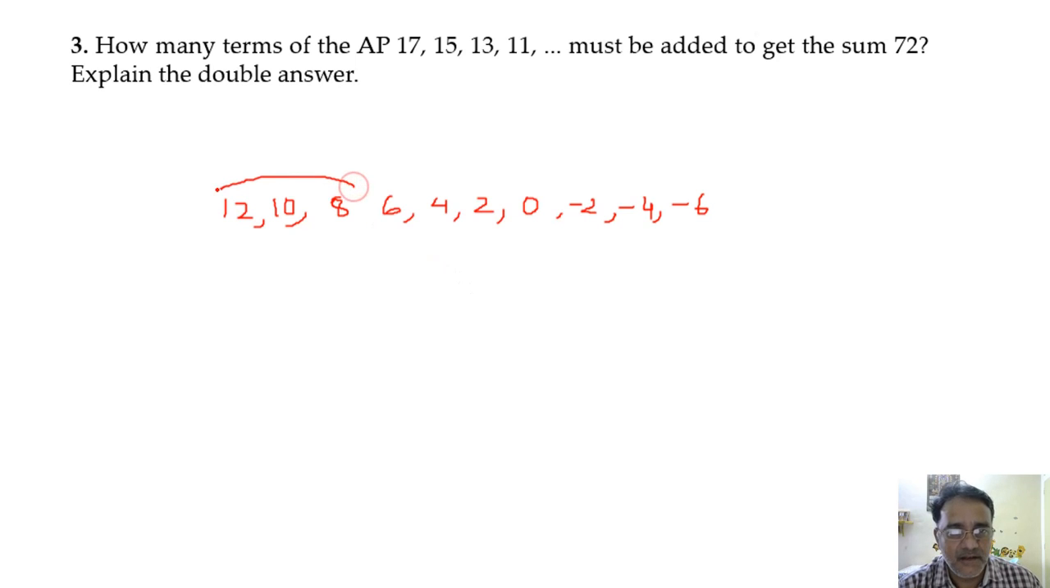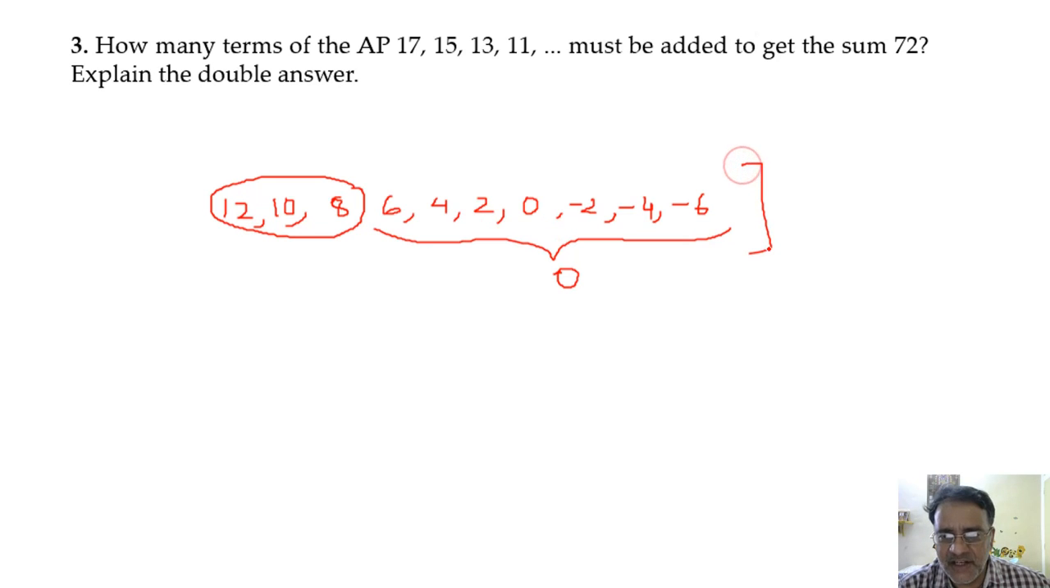Wait. 30 we are getting, 12 plus 10 plus 8, because the value of all these other numbers is 0. So how many terms are there? Total 1, 2, 3, 4, 5, 6, 7, 8, 9, 10. So the sum is 30 is true for all these 10 terms, and the sum is 30 is also true for only these 3 terms. Is that clear to all of you?